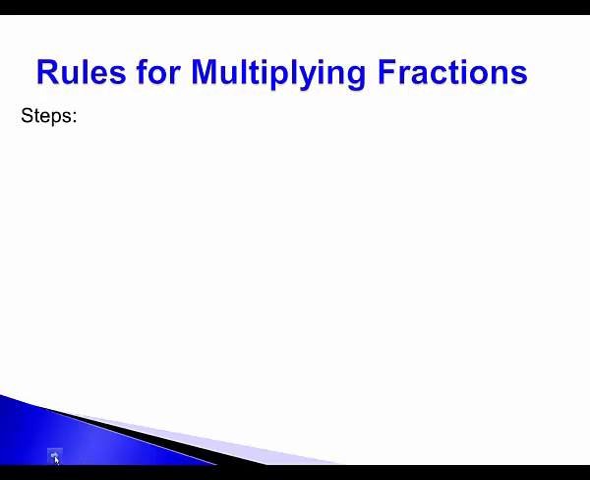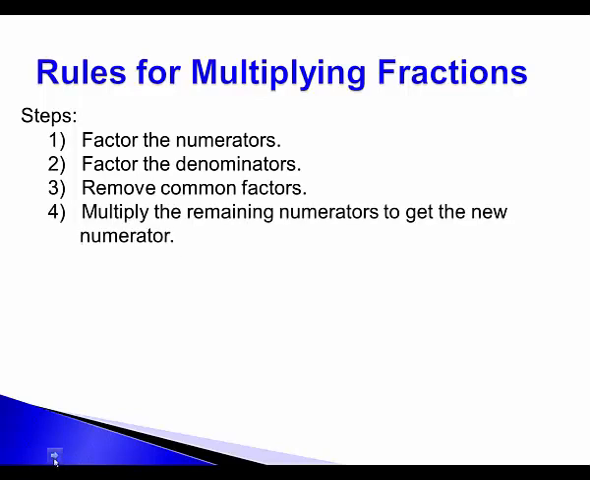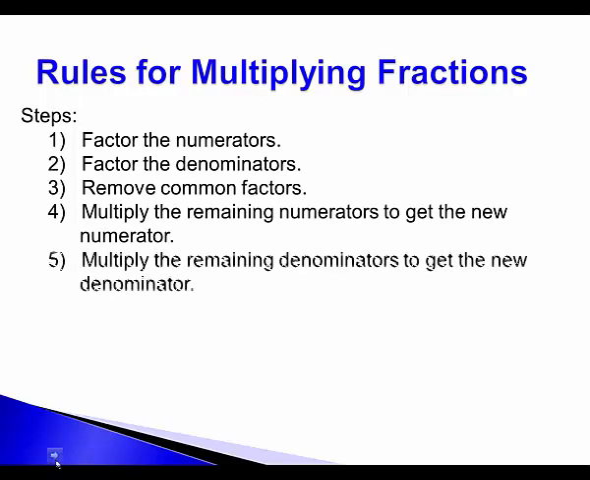Our steps are as follows. Step 1, we will factor the numerators. Step 2, factor the denominators, and this should sound familiar because it's very similar to the steps that you used when you were simplifying fractions. Next, we will remove common factors just as we did before, and then we will multiply the remaining numerators to get the new numerator and multiply the remaining denominators to get the new denominator. Let's look at an example.